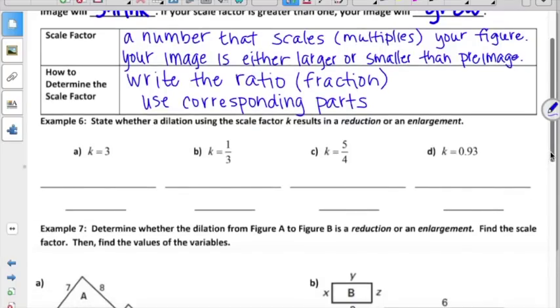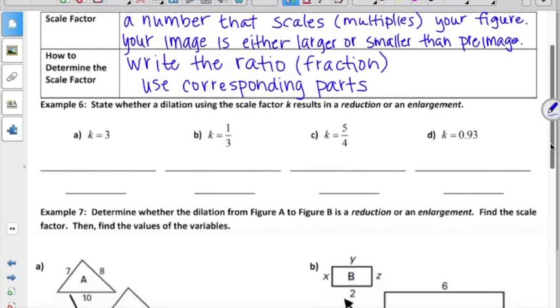The second one, our scale factor is 1/3. Well, that is less than 1, so that would be a reduction. Your image would shrink. And you could take each coordinate and multiply it by 0.3, repeating.